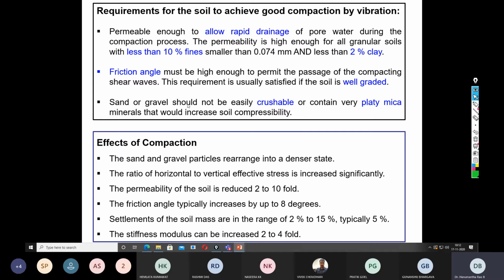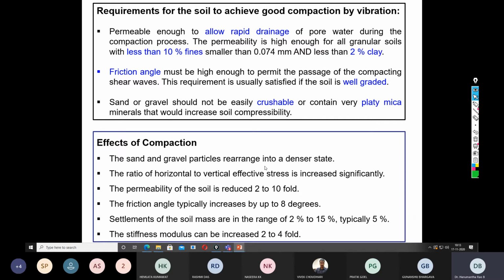So sand... or contain very platy mica minerals that would increase the soil compressibility. Then the effect of compaction, this we have seen already.